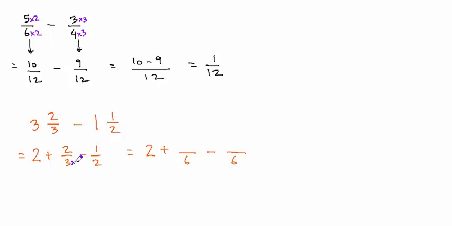3 times 2 is 6. So you want to multiply this with 2 as well. And 2 times 3 is 6. So you want to multiply 1 with 3. So we have 4 over 6, 4/6 for 2/3, and 3 over 6, 3/6 for 1/2. Time for us to do the subtraction. So this is going to be equal to 2 plus 4 minus 3 all over 6, which is 2 plus 1 over 6, and that is nothing but 2 and 1/6, the mixed number.